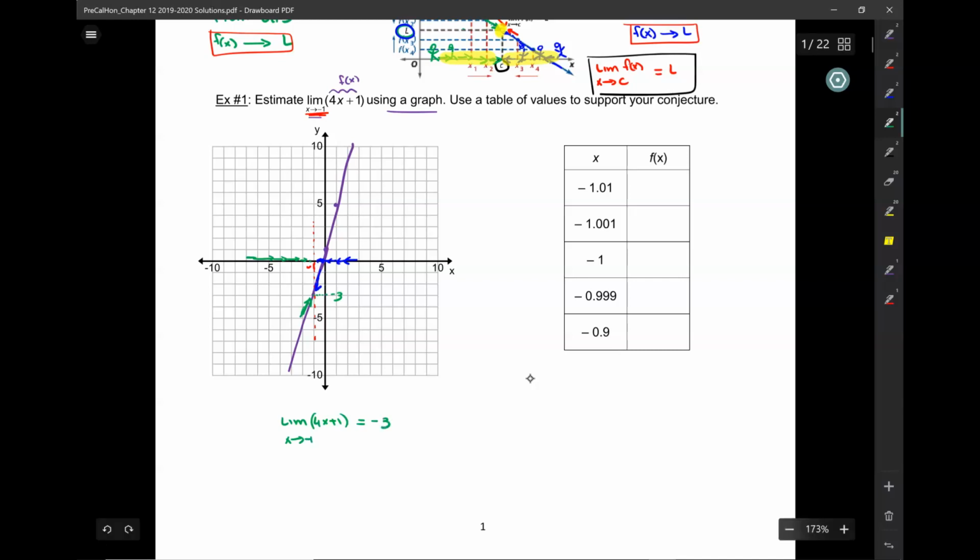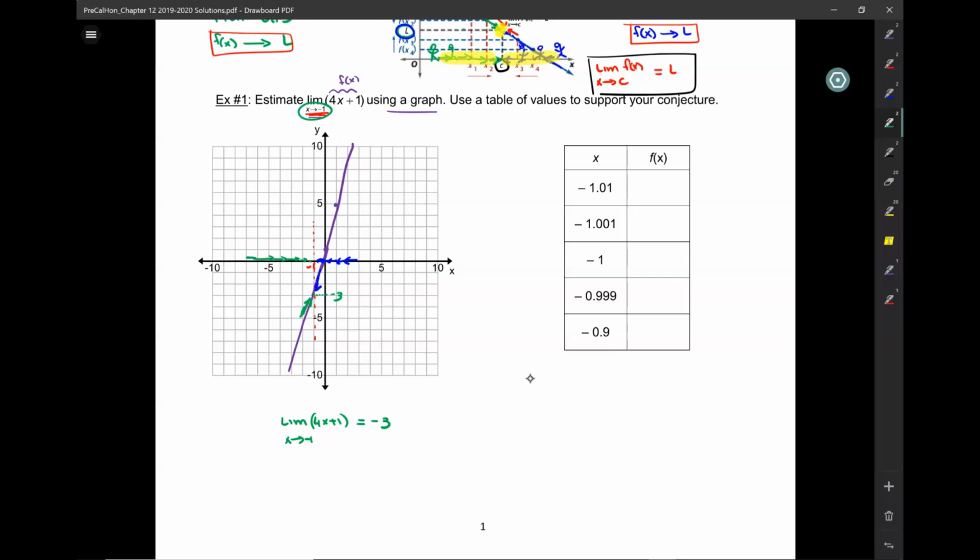Okay, now let's support our conjecture using a table of values. So what I do here is I make a table x and f of x. And this value here, x equals negative 1, goes right in the middle vertically. And so what I want to do here is I want to put points that are approaching negative 1.